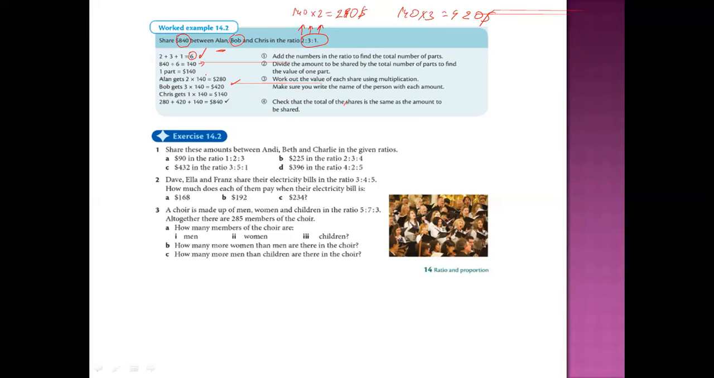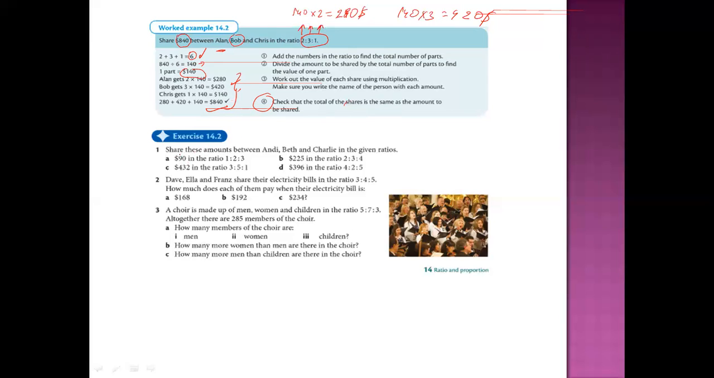And the last, Chris, was exactly 140, because at the start of the solution we found that one part is 140. Yes, we have already found 140. And when you add all the prices, you will get $840. Okay, and the last step: check that the total of the shares is the same as the amount we shared.